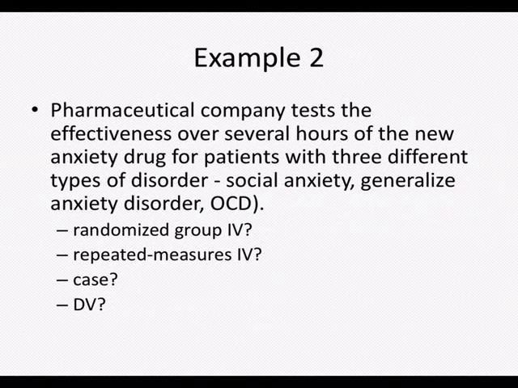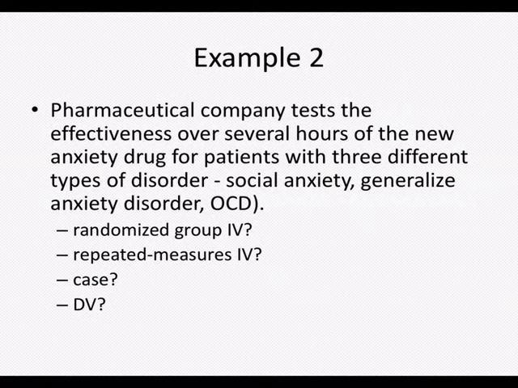This is another example. So pharmaceutical company tests effectiveness over several hours of the new anxiety drug for patients with 3 different types of disorders: social anxiety, generalized anxiety disorder, and OCD. So in this case, what would be the randomized group IV or the between group IV? I said who gets the drugs. Randomize who gets what drugs.